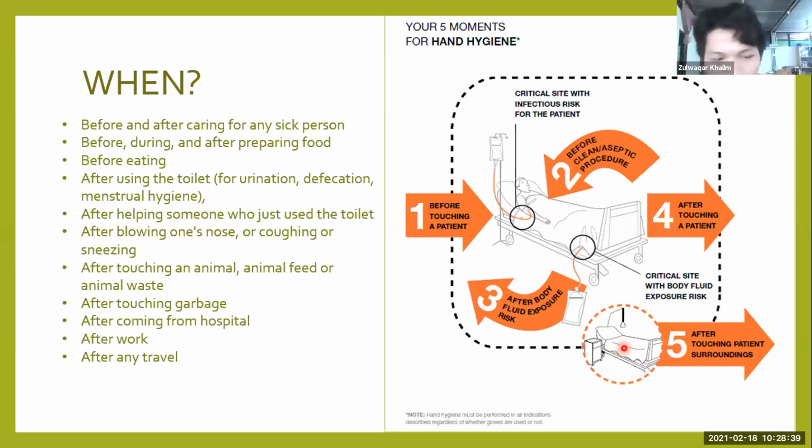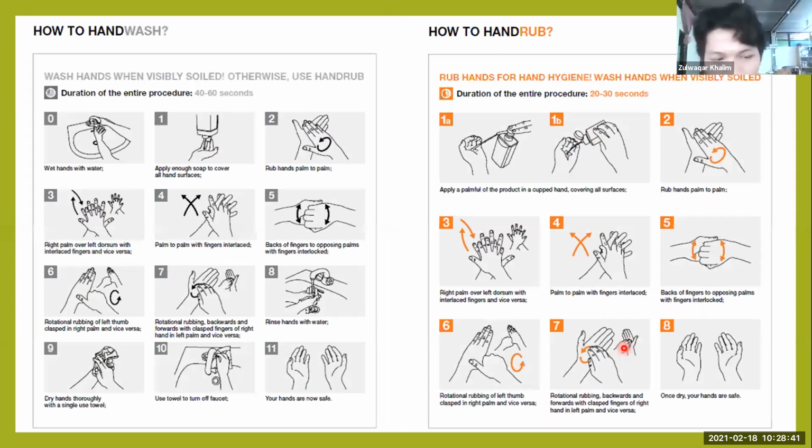Okay, basically, there are 2 alternatives, either wash our hands or hand rub. According to the guideline, we should wash our hands when they are visibly soiled, when our hands are dirty, and we should hand rub if there is no soiling. Okay, there are 11 steps in hand wash. I will show you the video later.